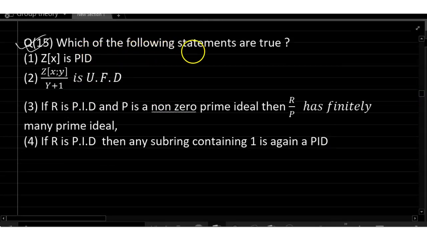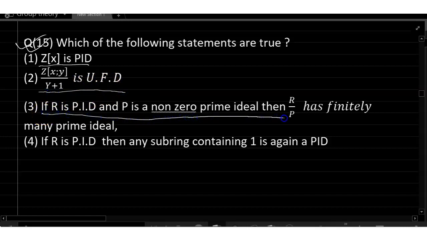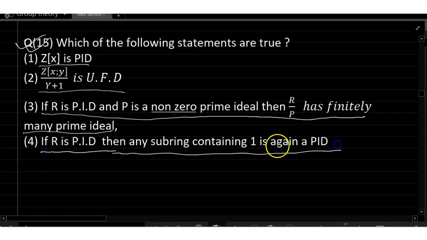Which of the following statements are true? Z[x] is a PID. Z[x,y]/(y+1) is a UFD. If R is a PID and P is a non-zero prime ideal, then R/P has finitely many prime ideals. And if R is a PID, then any subring containing 1 is again a PID.